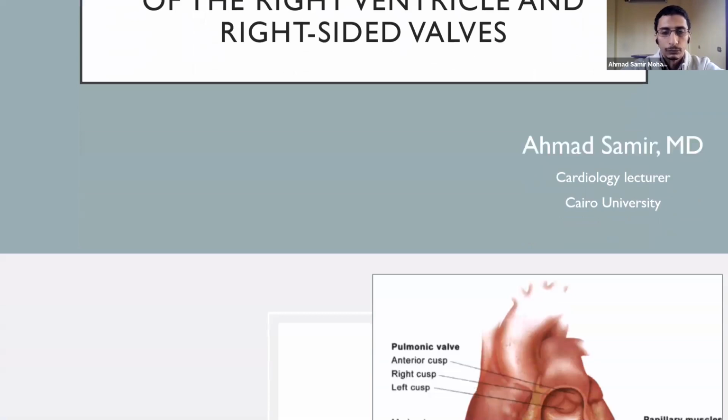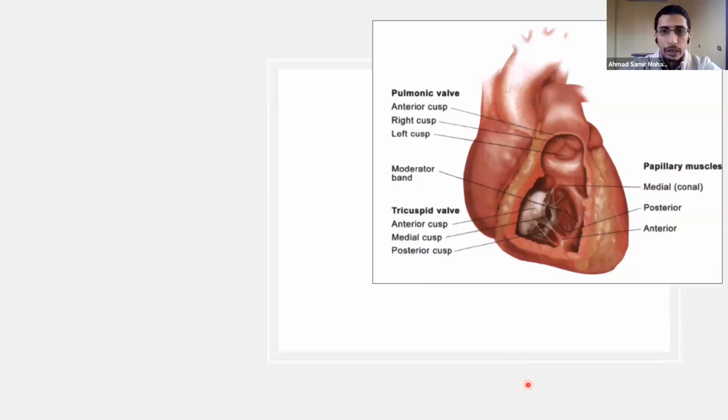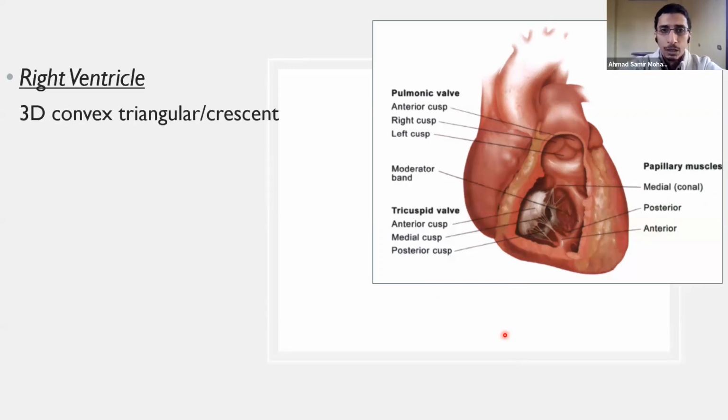The right ventricle, as most of us know, is a very complex structure. From the frontal view, it is like a triangle with one side representing the inlet, then the body towards the apex of the heart, and then the upper arm of the triangle representing the outlet of the right ventricle. However, if we cut it in cross-section, it will be representing a crescent surrounding partially the left ventricular circular fashion. So what we need to know is that the right ventricle is a 3D convex, triangular, crescentic, or V-shaped structure, like some authors like to name it.